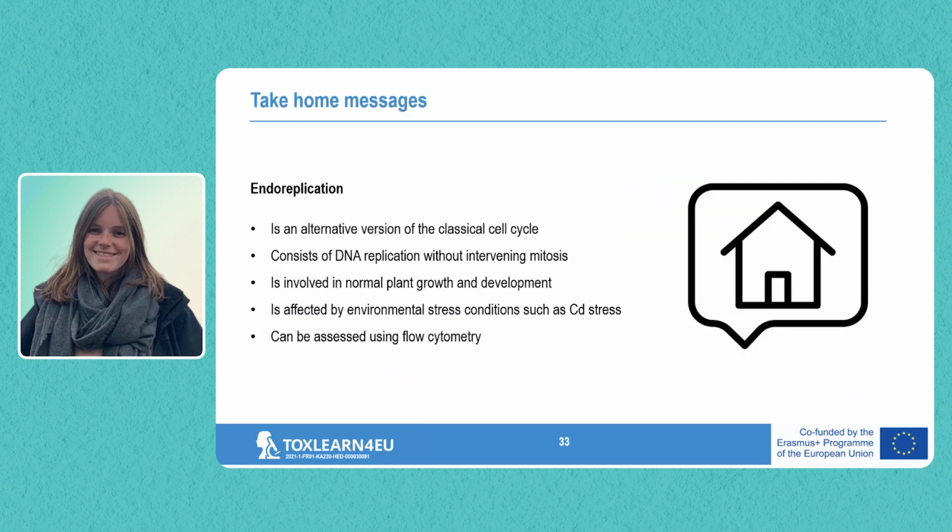So a few take-home messages on endoreplication. So we saw that it is an alternative version of the classical cell cycle. It consists of DNA replication without intervening mitosis. It's involved in normal plant growth and development, but it's also very strongly affected by environmental stress conditions, such as, for example, cadmium stress. And the most important thing for today, I think, is that you can assess it via flow cytometry.